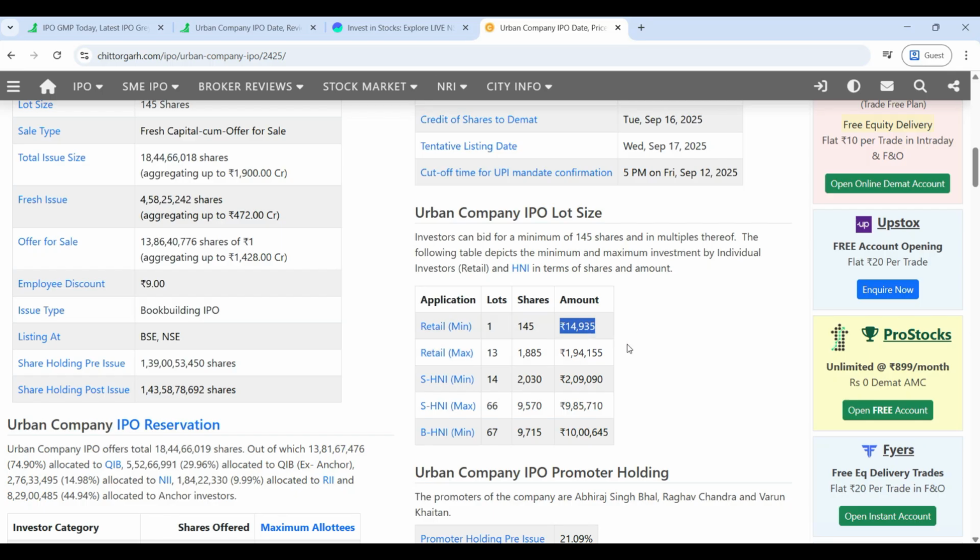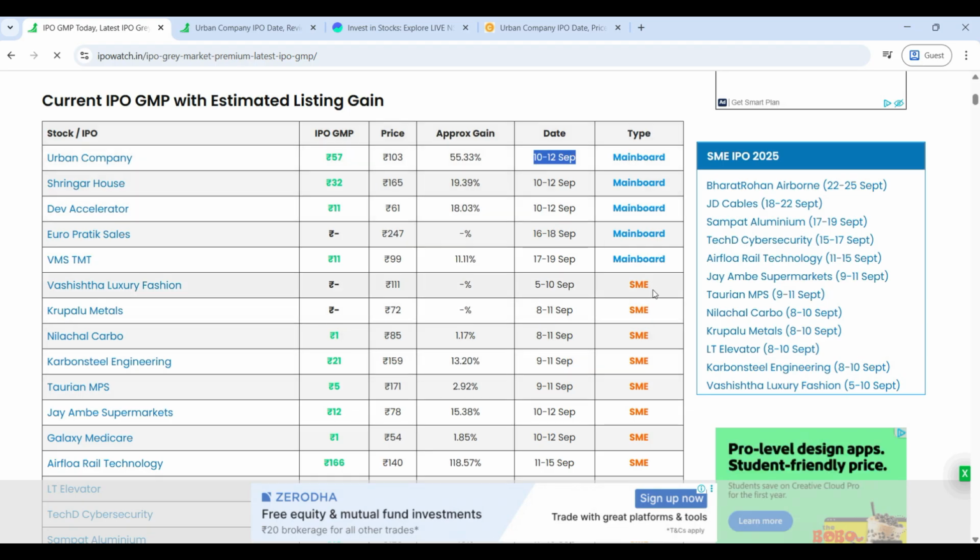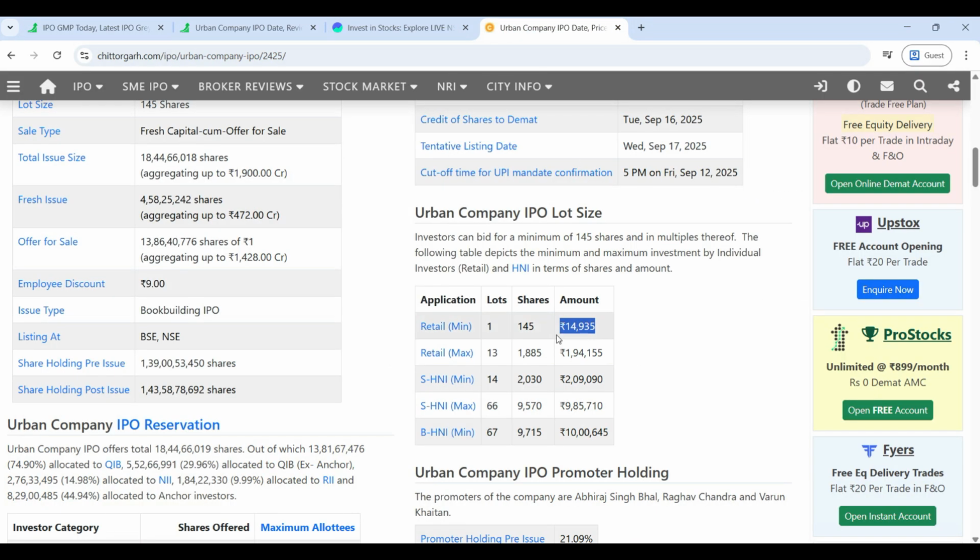There is a difference if it is getting listed in main board or SME. These companies are very small, so they are all categorized as small medium enterprise. Generally, for SME companies, the lot size will be very huge. If it gets listed in the main board, then the lot size will be around 15,000. One lot is around 15,000.